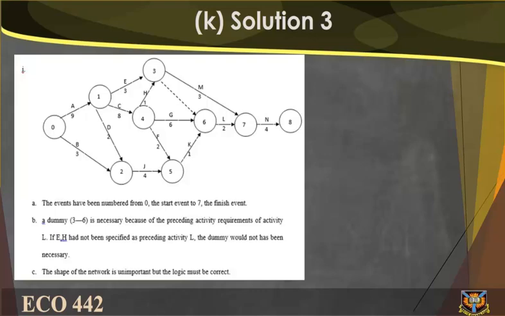K. Solution 3. See figure 1. A. The events have been numbered from 0, the start event, to 7, the finish event. B. A dummy 3 to 6 is necessary because of the preceding activity requirements of activity L. If EH had not been specified as preceding activity L, the dummy would not have been necessary. C. The shape of the network is unimportant, but the logic must be correct.